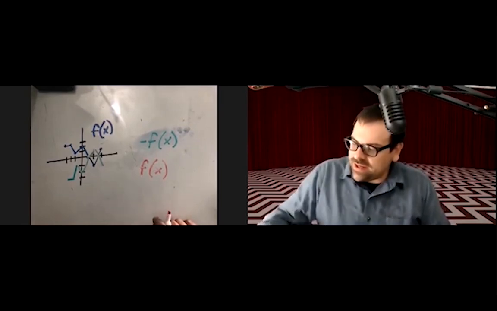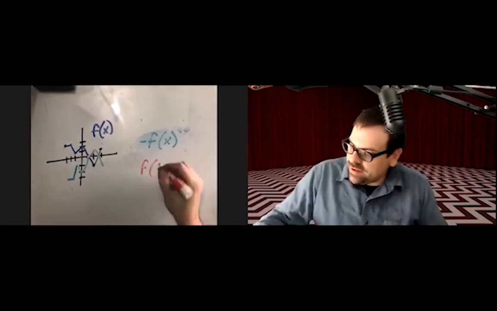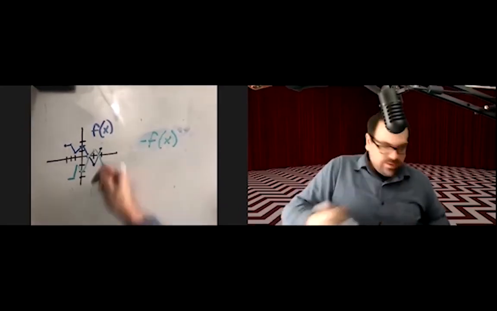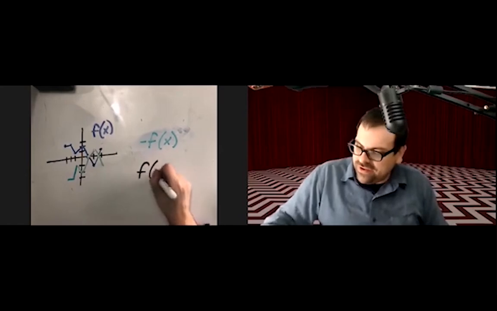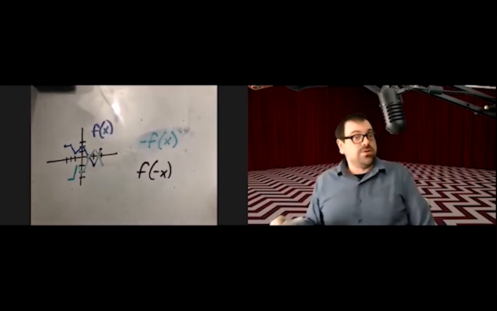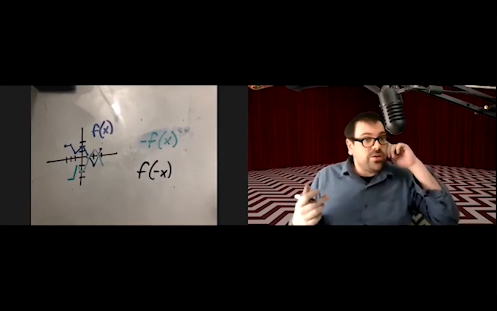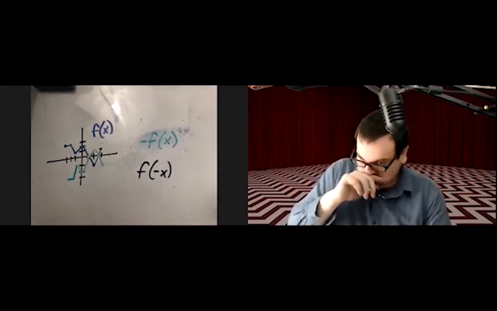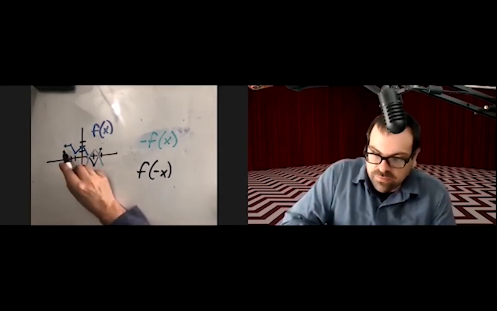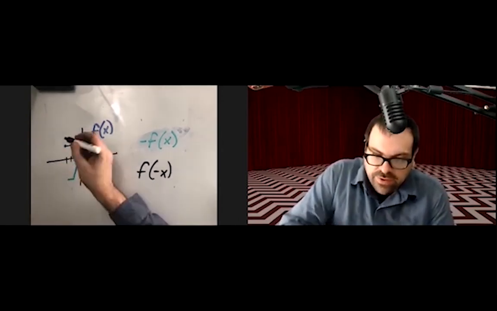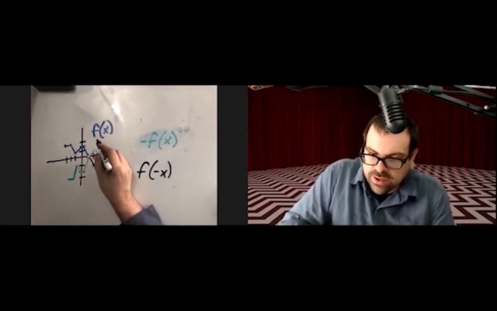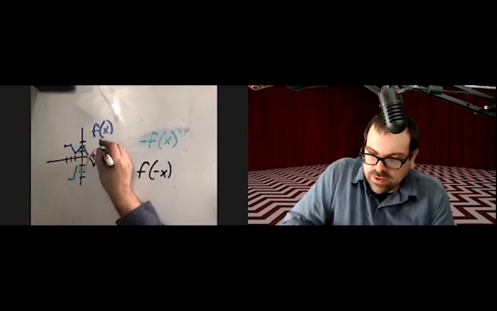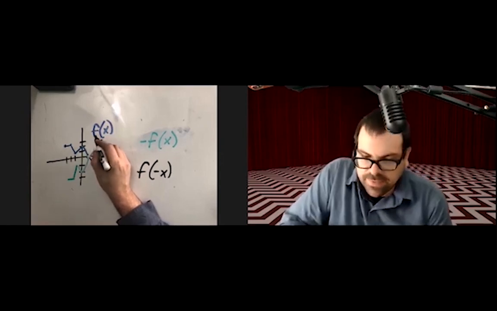Red's going to be f of, you know what? I have enough colors left that I could use black. In black, f of -x. This should be a horizontal flip. We're going to take every x value and replace it with its opposite. So I'm doing it from the blue. Instead of an x of -3, this one would go to an x of +3. So the y is staying the same.